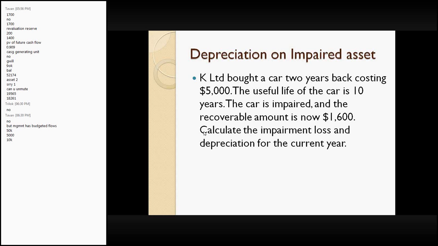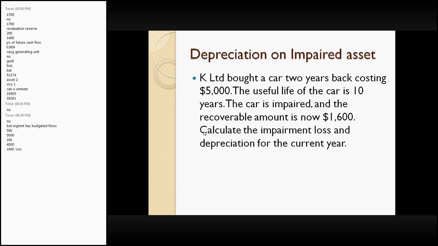Now can you tell me what is the carrying value of the asset after 2 years? 4,000 is the carrying value. The recoverable amount is 1,600. What is the new carrying value? 1,600 is the new carrying value, isn't it? Yes. And how much is charged to the profit and loss account? 4,000 minus 1,600, so 2,400 is charged to the profit and loss account.